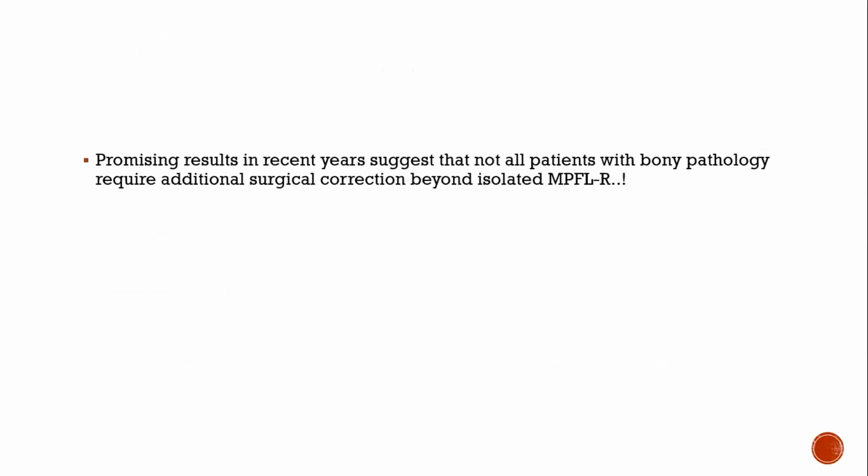Promising results in recent years suggest that not all patients with bony pathology require additional surgical correction beyond isolated MPFL reconstruction.